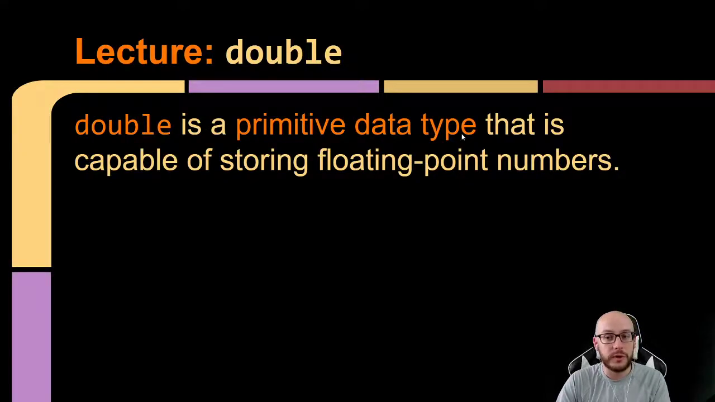Double is one of the primitive data types. Recall there are 8 primitive data types. I'm asking you to know 4. This is one of the ones I'm asking you to know. It's a primitive data type that is capable of storing floating point numbers, decimals.